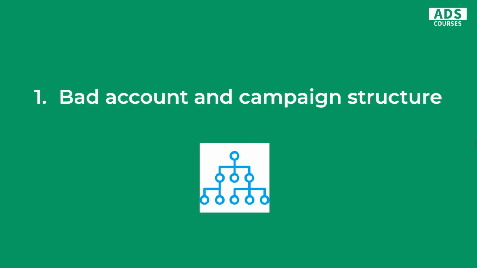The first most common mistake is a bad account and campaign structure. A lot of people don't use a proper campaign structure in their accounts, and a lot of people don't use a structure at all. A lot of people actually have one campaign with every keyword within this campaign, which is a big mistake, of course. And there are different strategies when it comes to creating a structure for your campaigns and account. I will show you the most common ones right now.